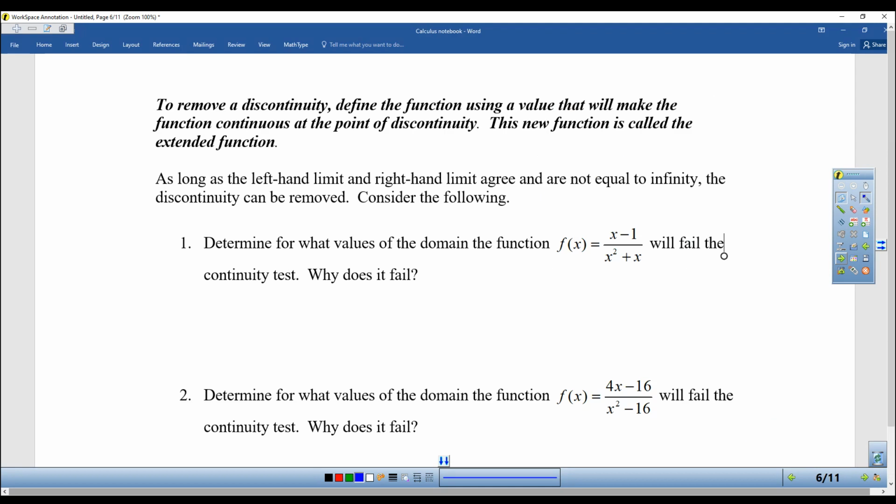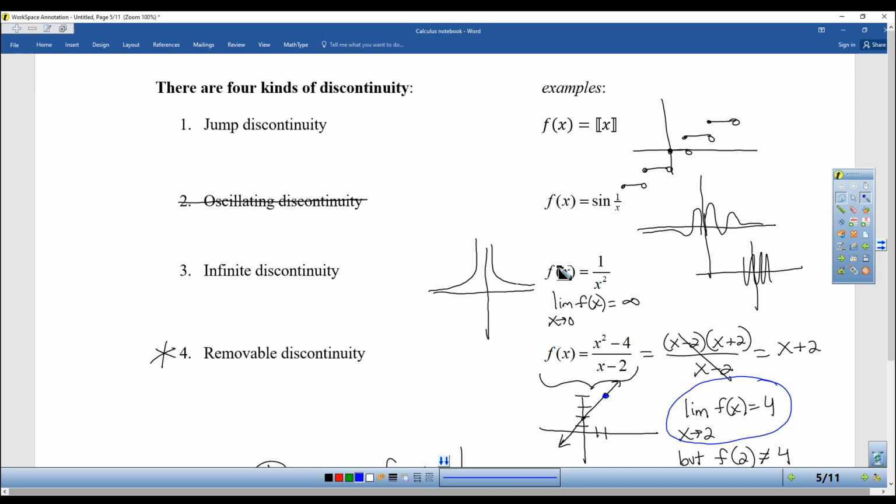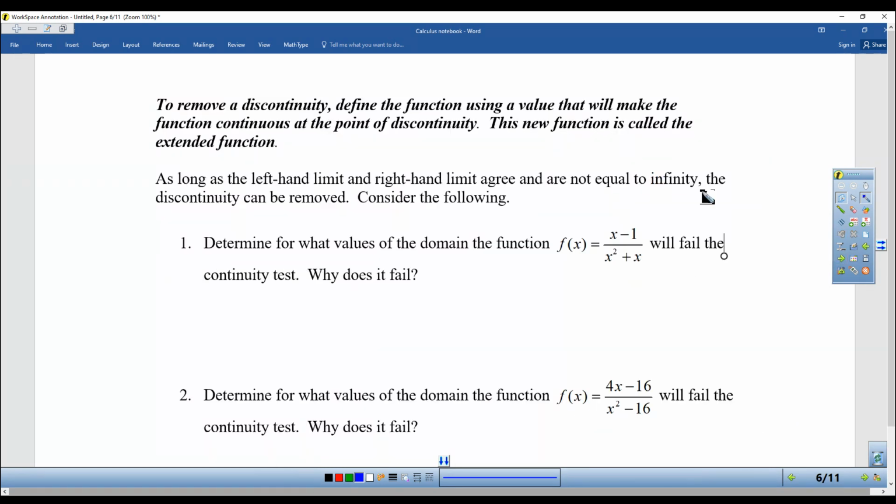So that's what these notes say. To remove a discontinuity, define the function using a value that will make the function continuous at the point of discontinuity. This new function, which is going to be piecewise, is called the extended function. As long as the left-hand limit and right-hand limit agree and are not equal to infinity, remember that would be this case right here, the discontinuity can be removed.